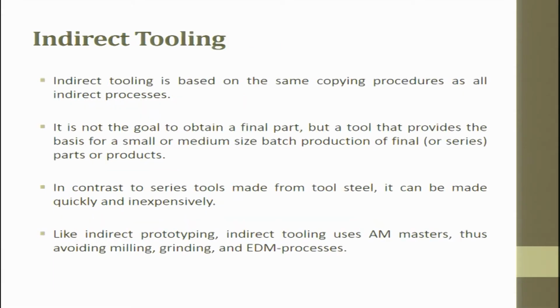So, the next topic is indirect tooling. Indirect tooling is based on the same copying procedure as indirect processes. The goal is not to obtain a final part, but a tool that provides the basis for small or medium sized batch production of final parts or products. In contrast to series tools made from tool steel, it can be made quickly and inexpensively.